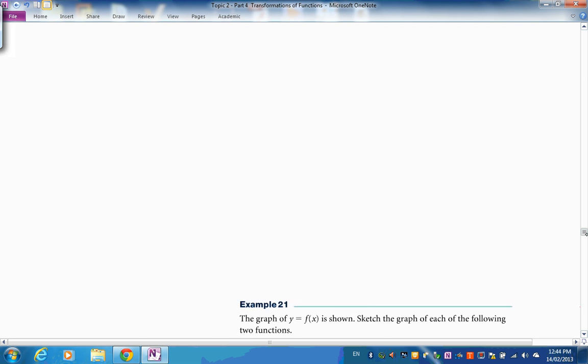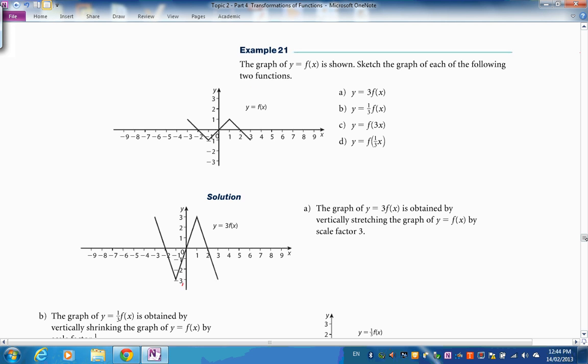Okay, so down we come. Let's have a look at some examples here of the stretching as we did for the others. The graph of y equals f of x is shown. It's not a function that we're familiar with. Let's see if we can sketch the graph of these changes.